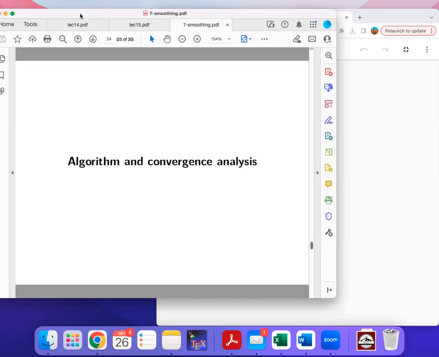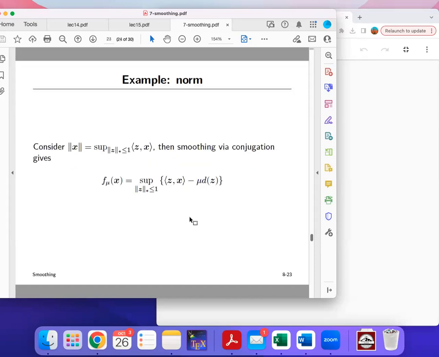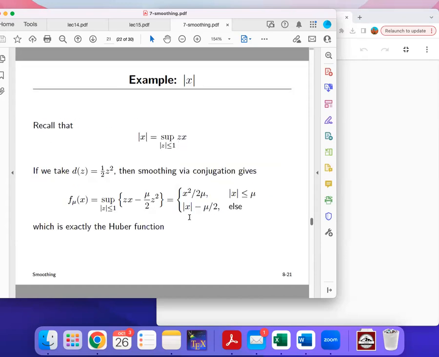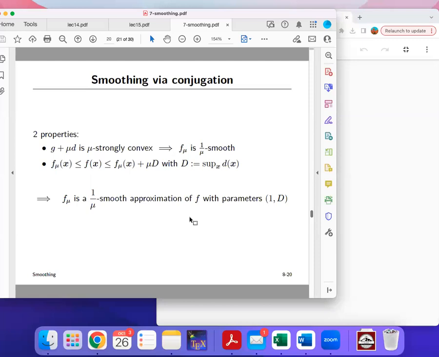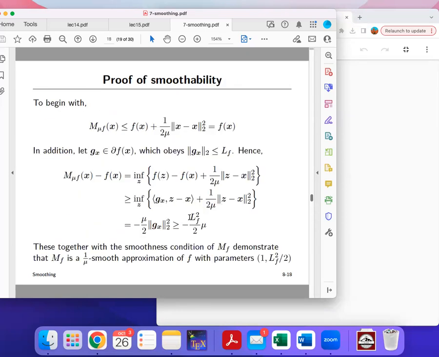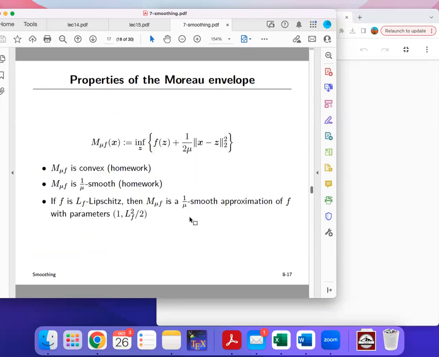Okay, so then let's look at the convergence analysis for the smoothing technique. In the previous lectures, we talked about the smoothing technique, but there are two approaches. One is through this Moreau envelope. And this is a systematic way to construct a smooth approximation of a function.